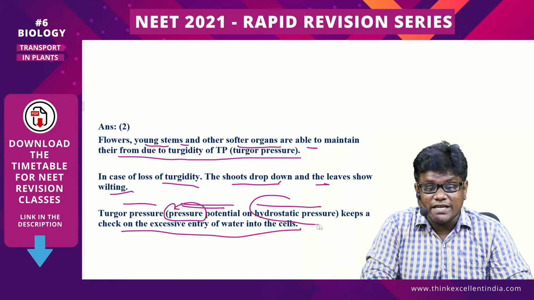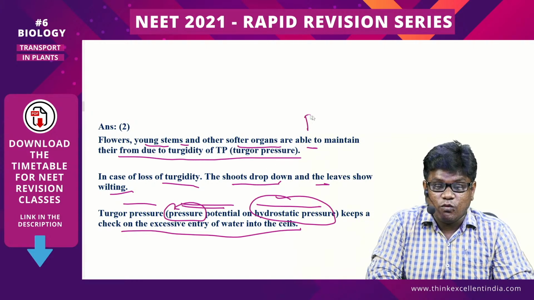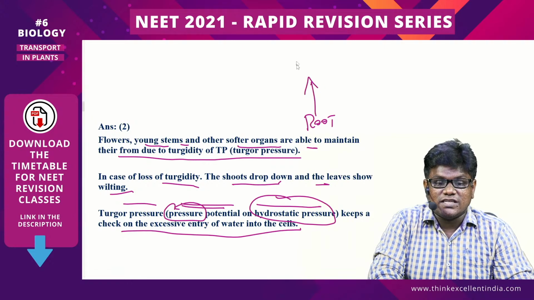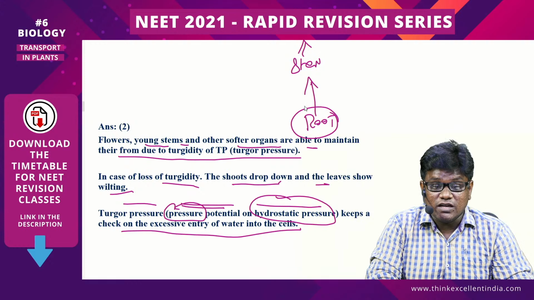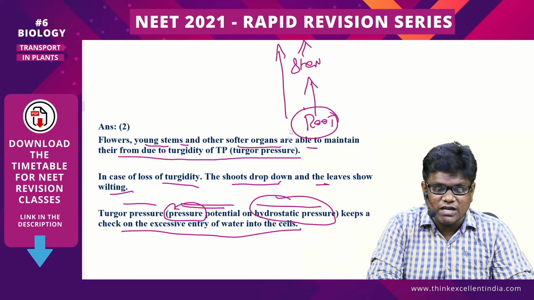And hydrostatic pressure means what? From the root system to the stem region to all parts of the plant. So that process of moving upward from the root, what is it called?